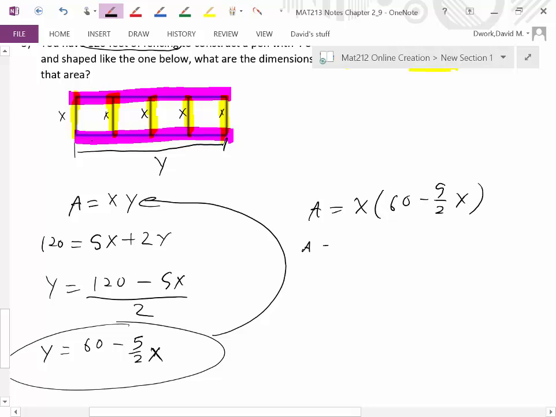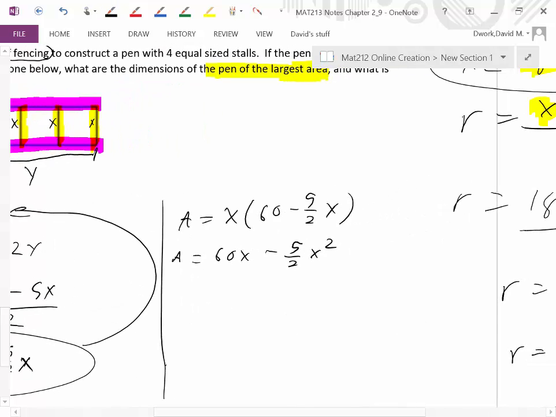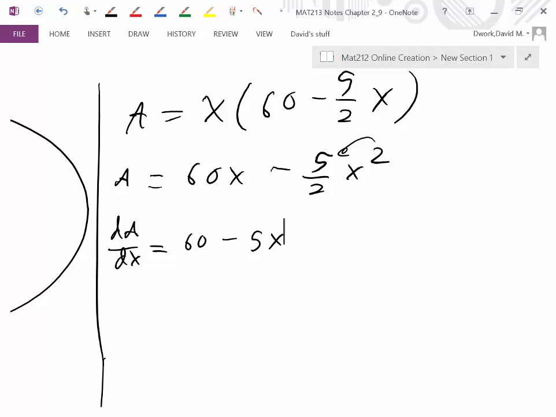And now you'll notice when I distribute this through, we have a function for area with respect to one variable. I know how to do derivatives for one variable. Yay for me, right? So now when we do this derivative, dA/dx is equal to 60, bring the 2 out to the front, so that's minus 5x. Wow, that worked out pretty nicely. Now I set this equal to 0, because if I want to find the maximum area, I set that thing equal to 0.